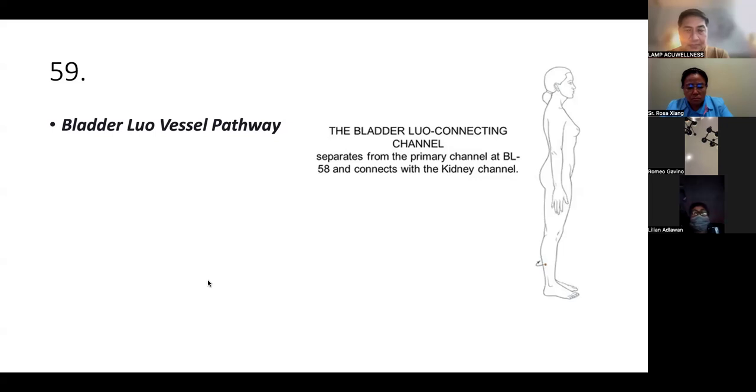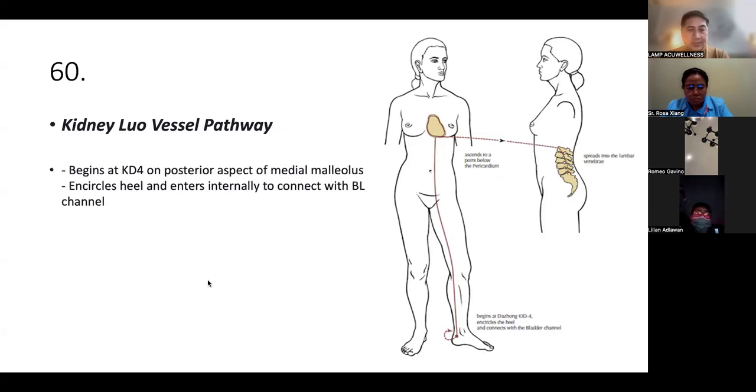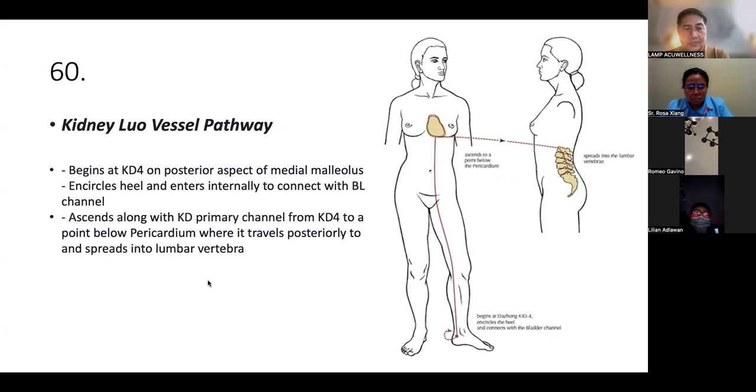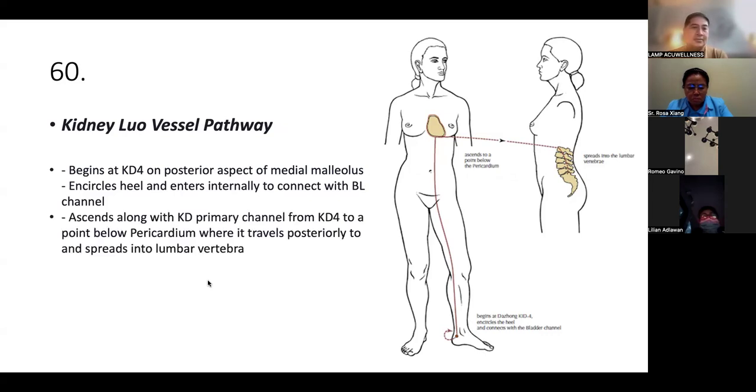Bladder. Separates from the primary channel at bladder 58 and connects with the kidney channel. Kidney. Begins at kidney 4 on the posterior aspect of the medial malleolus. Encircles the heel and enters internally to connect with the bladder channel, then ascends along with the kidney primary channel from kidney 4 to a point below the pericardium where it travels posteriorly and spreads into the lumbar vertebra.